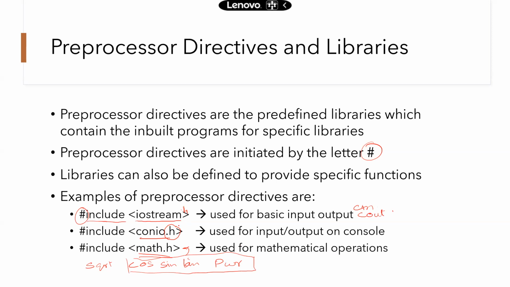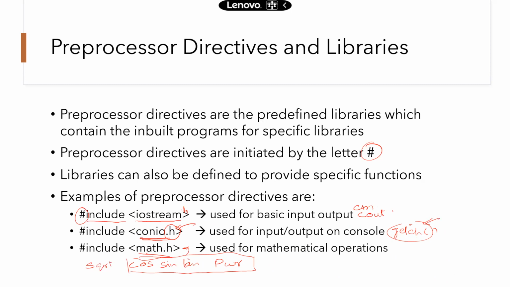Similarly, conio.h is used for input output on the console. Specifically, if we want to hold some of the text on the screen on your console, we need to use functions like getch or getche. So these functions are defined within the conio.h library. If we do not include this conio.h, it is not going to enable this getch, which is also known as get character.